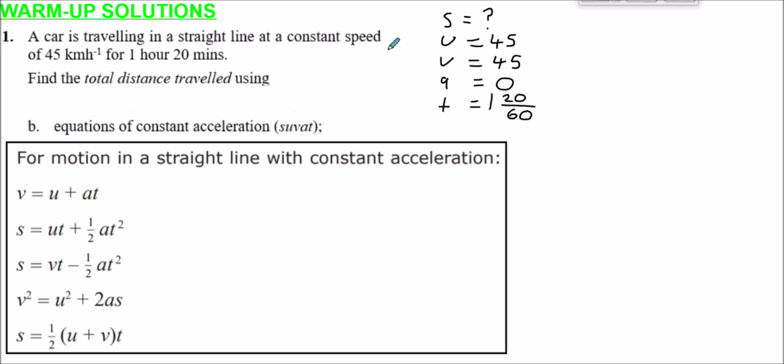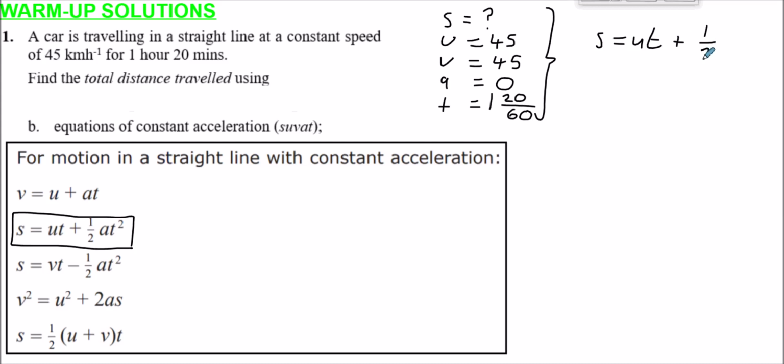So in terms of what equations we can use, as long as it involves S, because we know U, V, A and T, it doesn't really matter. What I'm going to suggest we do is we go for this one here. S equals UT plus a half AT squared. And so using S equals UT plus half AT squared, because the acceleration is 0, the half AT squared bit just becomes nothing. So it's just a case of U multiplied by T. U is 45, and T, in terms of hours, just keep the units consistent with the units of speed, that's 1 hour and 20/60ths of an hour, which again, as in part A, that's going to give us 60 kilometers.